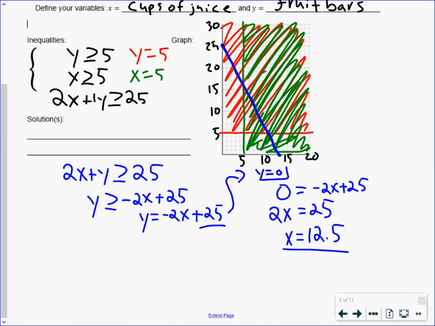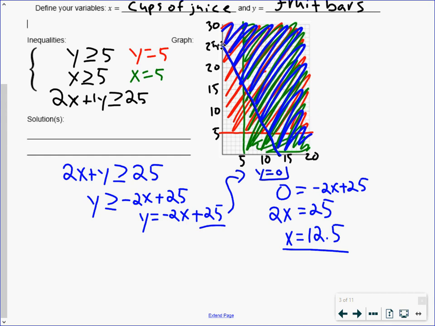And we want everything greater than or equal to that line. So in other words, we want everything above that line. So everything up here is going to be a solution to y is greater than or equal to negative 2x plus 25. After that, we were finished. We did all 3 of our inequalities.